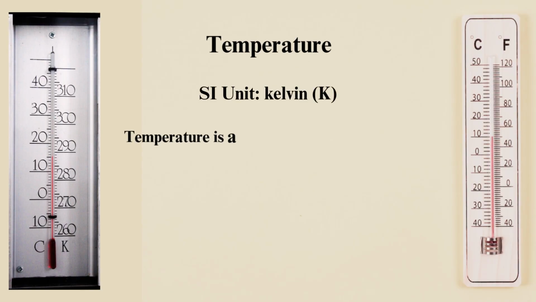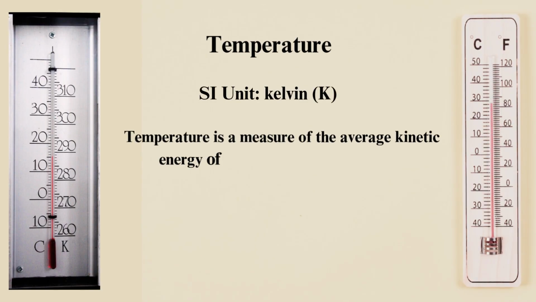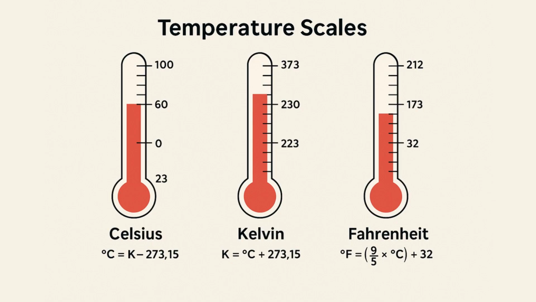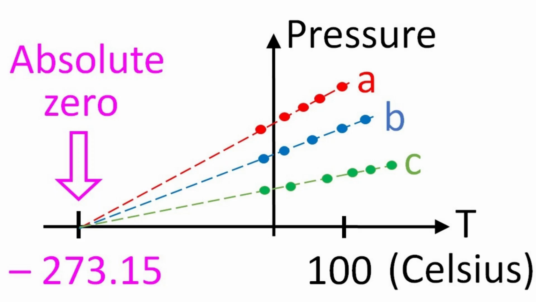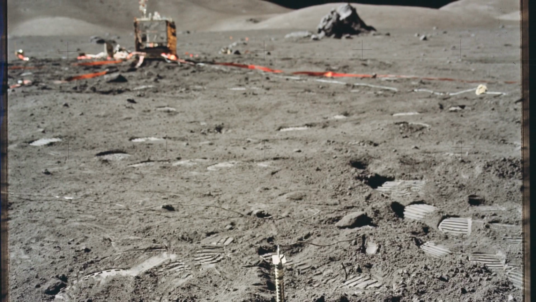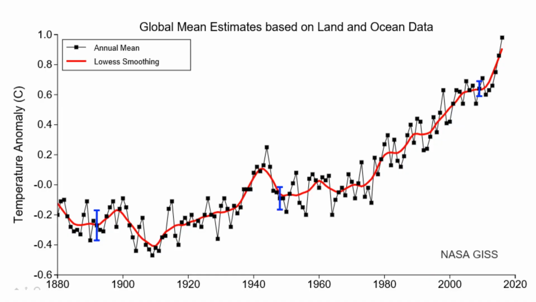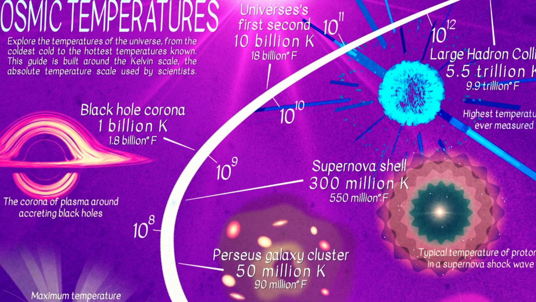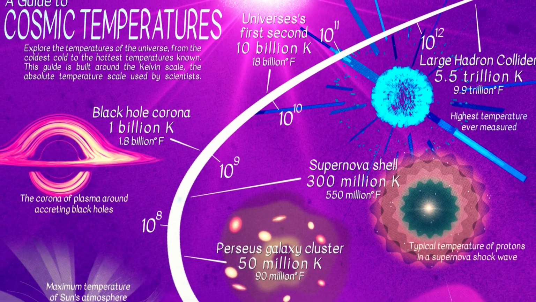Next, temperature. Temperature is a fundamental physical quantity that represents the average kinetic energy of the particles in a substance. It provides a quantitative measure of how hot or cold an object is, and plays a central role in understanding thermal phenomena. Temperature determines the direction of heat transfer, which always occurs from hotter regions to colder ones until thermal equilibrium is reached. It is one of the basic parameters used to describe the state of matter and is essential in thermodynamics, chemistry, and physics.